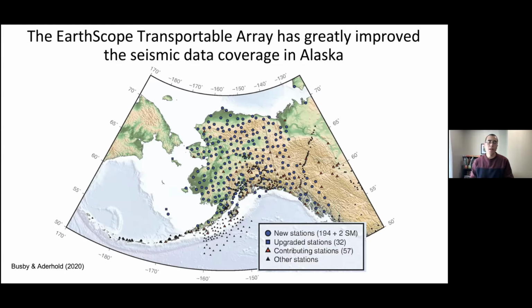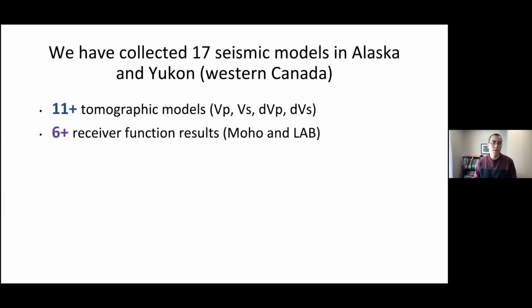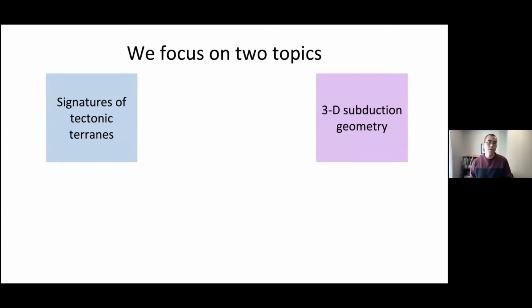So we have collected a lot of models, including 17 seismic models in Alaska and the Yukon region in Western Canada. We have collected tomographic models and receiver function results as well. Today, I'm not able to show you all the detailed comparisons of all these models. Instead, we focus on the two major topics we have discussed, including signatures of tectonic terrains from seismic models and the image of 3D subduction geometry.